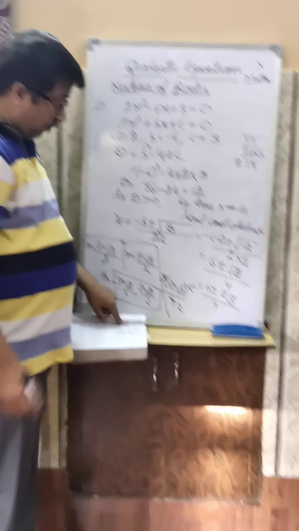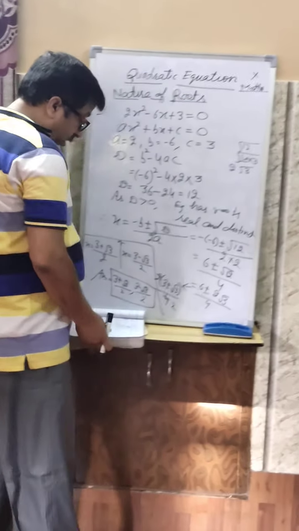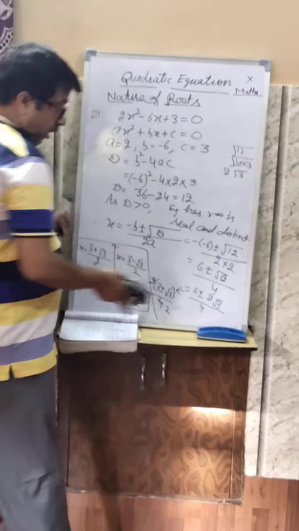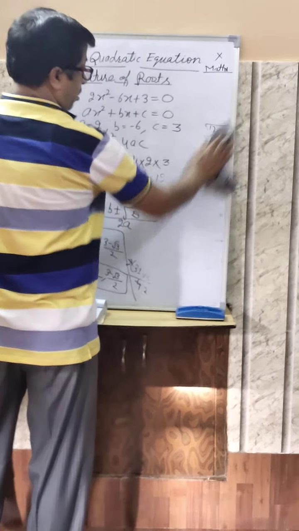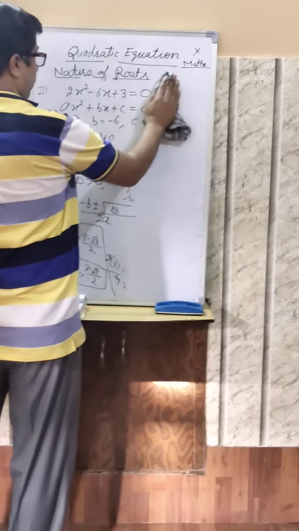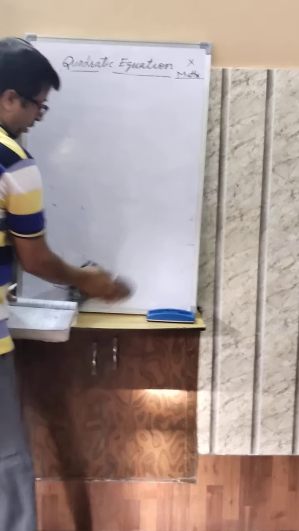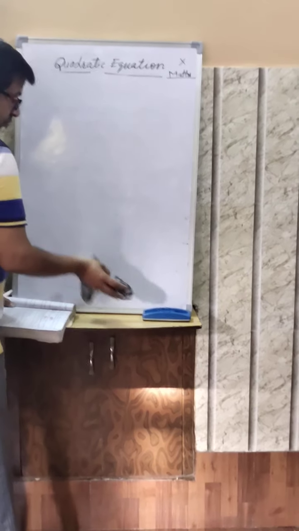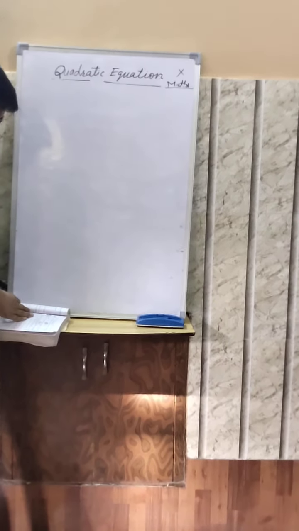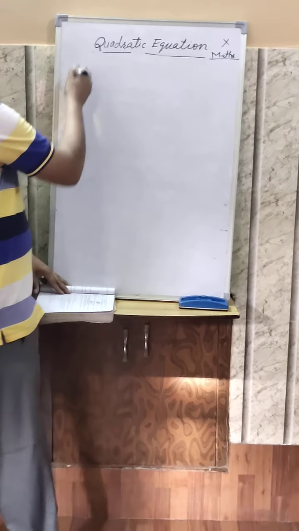So the second part is left. You will try yourself. Now one more question. The second question also we are taking. You see the second question. What is given in this? In the second question it is given: find the value of k if the equation has equal roots. So you see this question number 2.